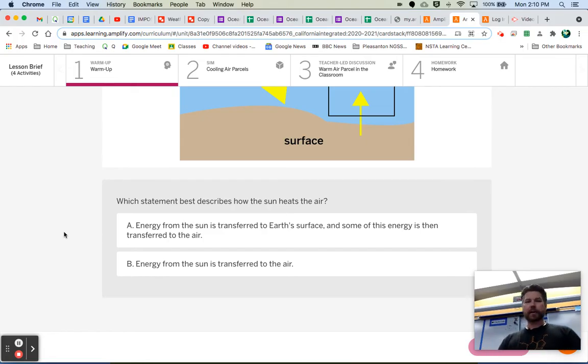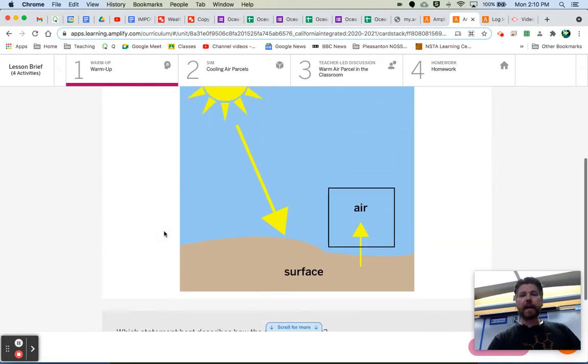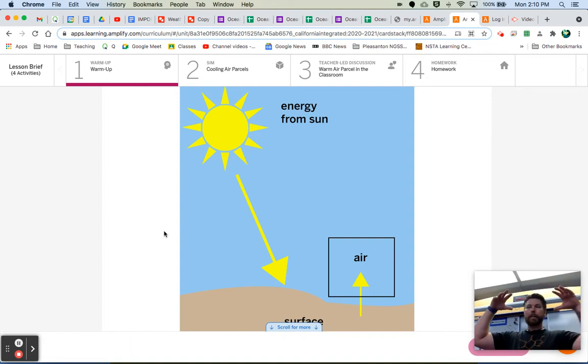What were we trying to show there? We were trying to show this, that the sun's energy, for the most part, just goes straight through the atmosphere, okay? And it heats up the surface of the Earth. Then the surface of the Earth is radiating that energy, and that's what heats up the air, okay? So again, it's not that the sun is heating the air directly. The air out there is not warming up because of the sun.